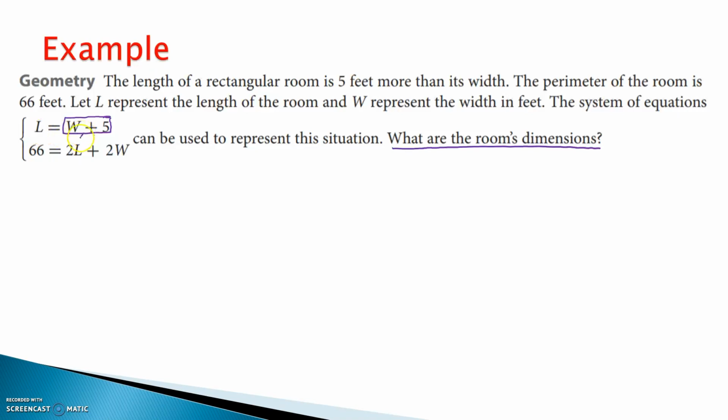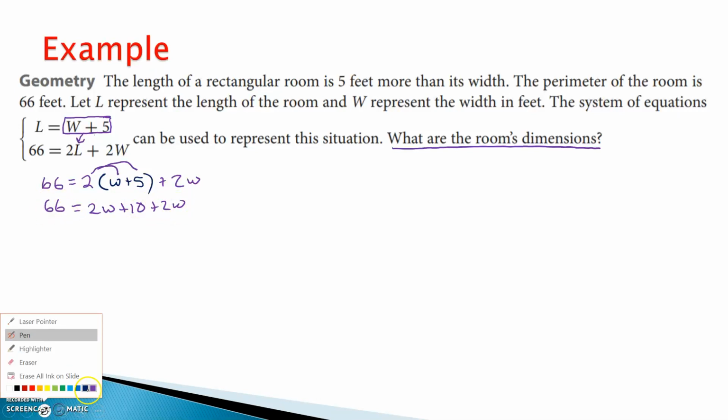So let me plug all of this in for the L. I'm going to get 66 is equal to 2, and then parentheses here. Let me see if I can do this in a different color. W plus 5 is coming from the first equation. And then don't forget the rest, plus 2W. Now, hey, let's go through this. Let's solve a multi-step equation. Easy peasy. Let's distribute real quick. What is 2 times W? 2W, 2 times 5, that is going to be 10, plus 2W. Let me bring down my 66.